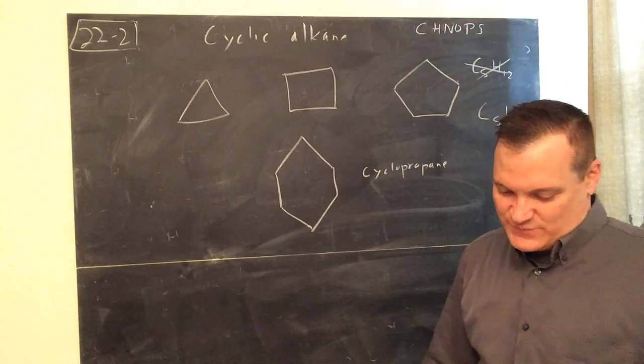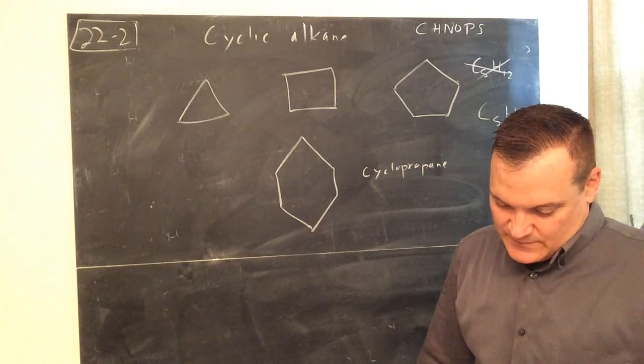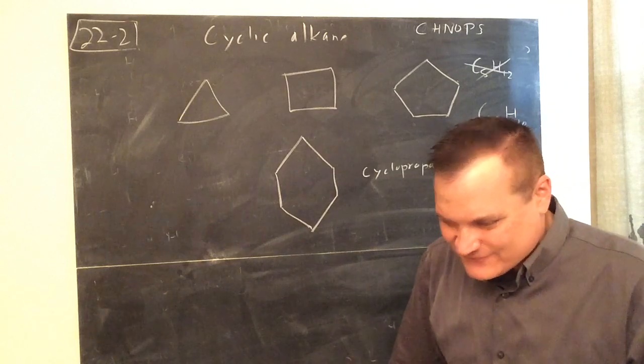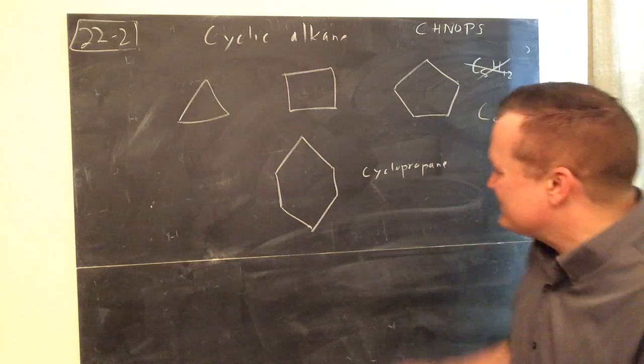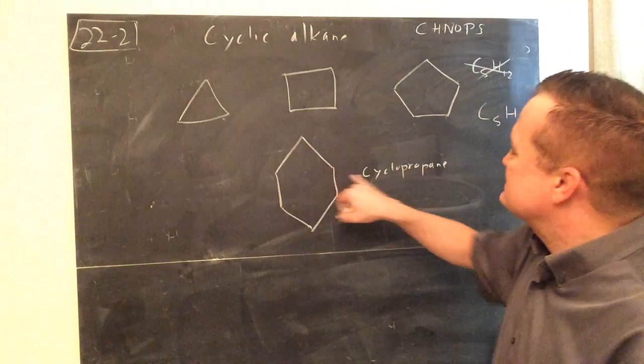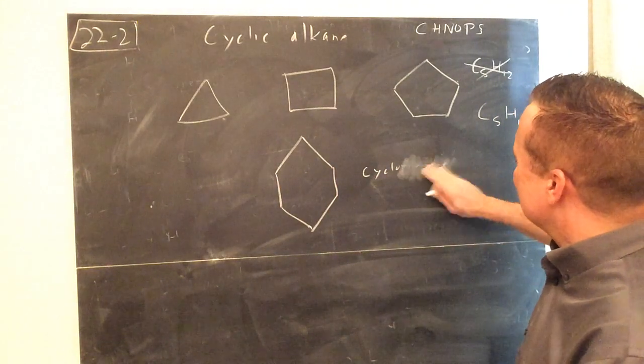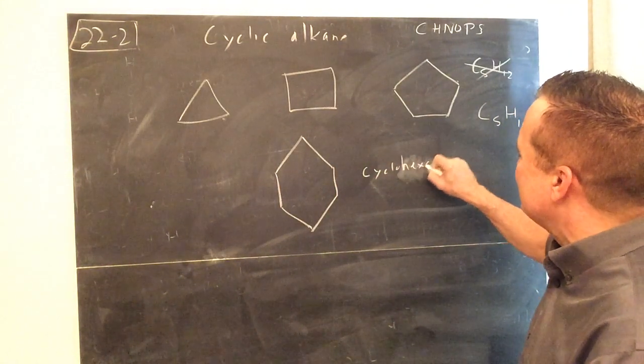Cyclopropane. You may have heard of that before as well. All right, so cyclopropane, cyclohexane. I'm so sorry, propane was there, it's 6. I'm very sorry. Cyclohexane. You probably heard of that.